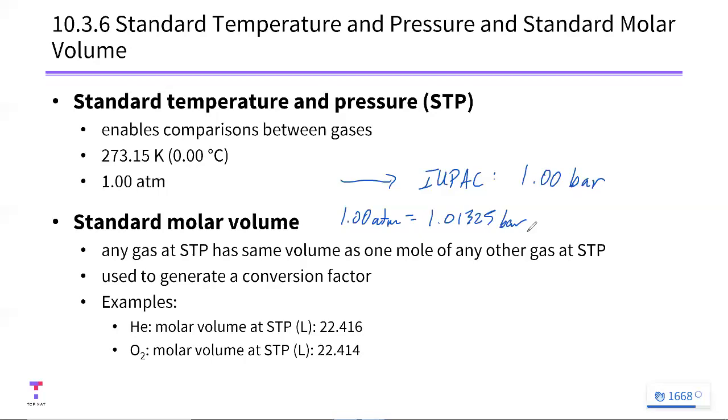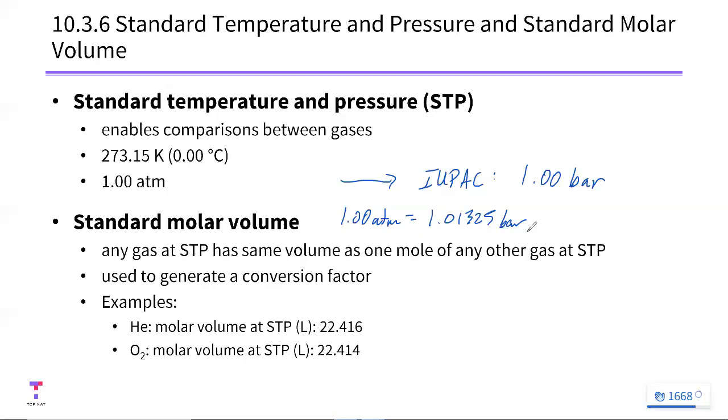What difference does it make in terms of molar volume? It's slight. Now, based on the original definition of STP, with 1 atmosphere being the pressure instead of 1 bar, the molar volume of any gas was 22.4 liters. And that was universal, regardless of type of gas. 22.4 liters was the molar volume.